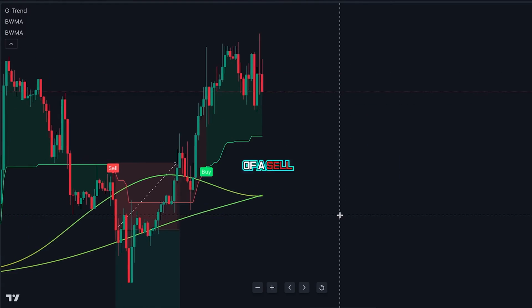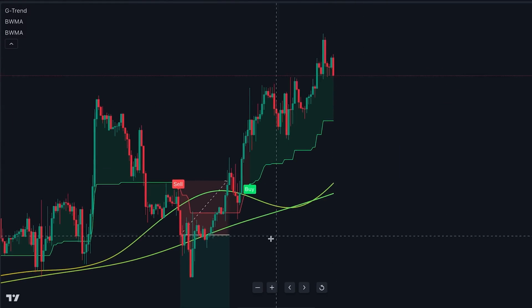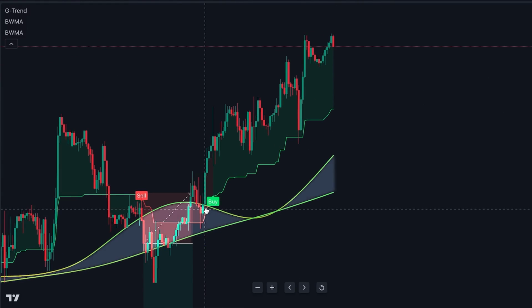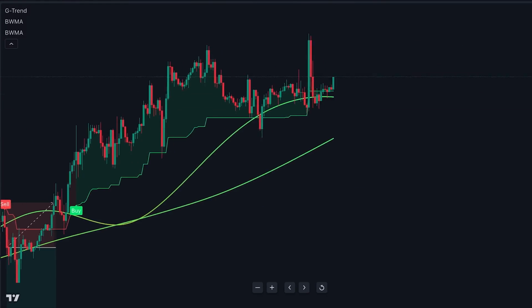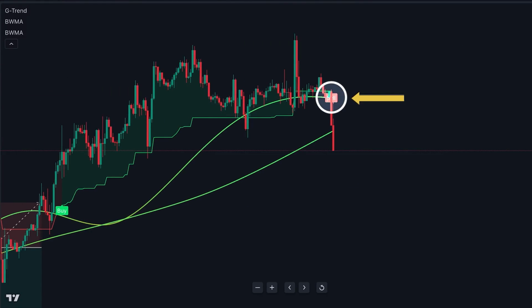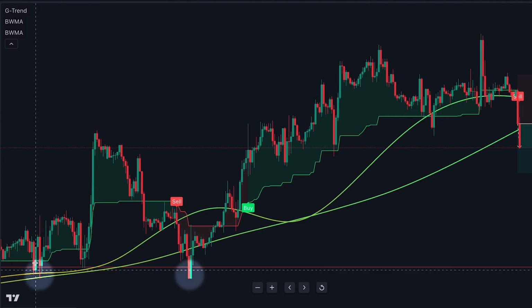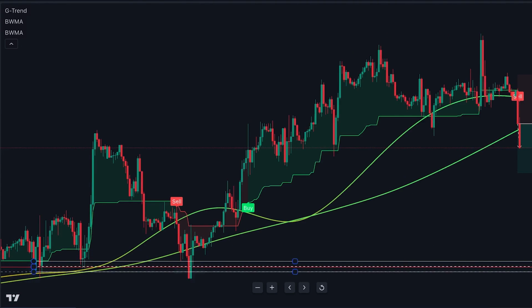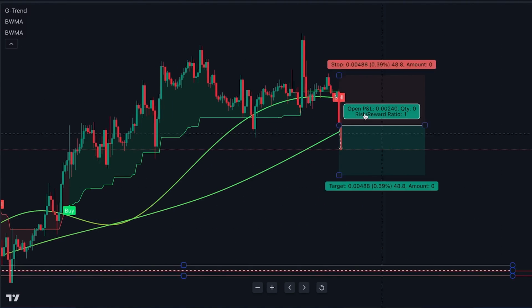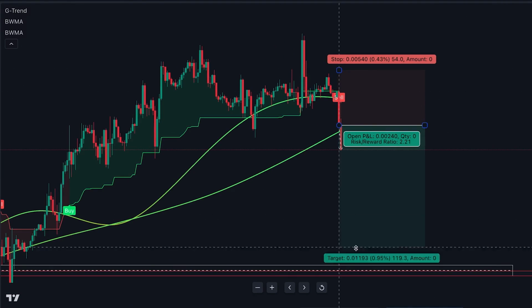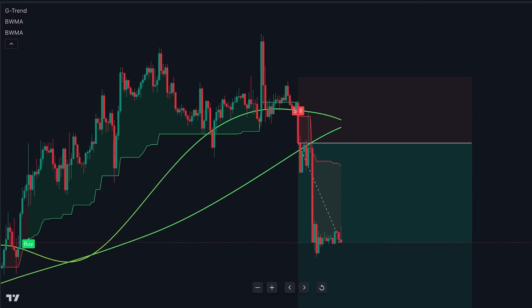Let's look at an example of a sell trade. Here we can see price is in an uptrend. We want to wait for a sell signal and ignore any buy signals that might occur. Once we get a sell signal, we want to mark a recent swing low of the market that had a decent amount of consolidation. Set stops above the swing high and allow the trade to run while trailing stops with the 100 useful MA.